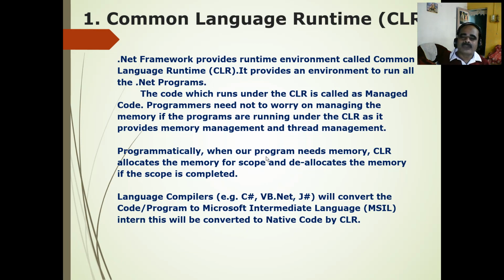MSIL: when we write the code in VB.NET or C#.NET, after compilation the code is totally converted into MSIL format, which is called Microsoft Intermediate Language code. Later on, CLR will take this code and convert it into native code. So native code is converted by the CLR. The input for the CLR is MSIL, and then the CLR will completely execute this code in native format.